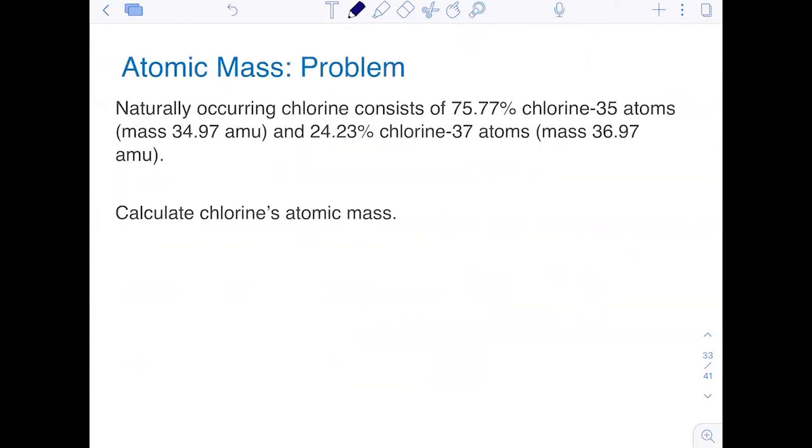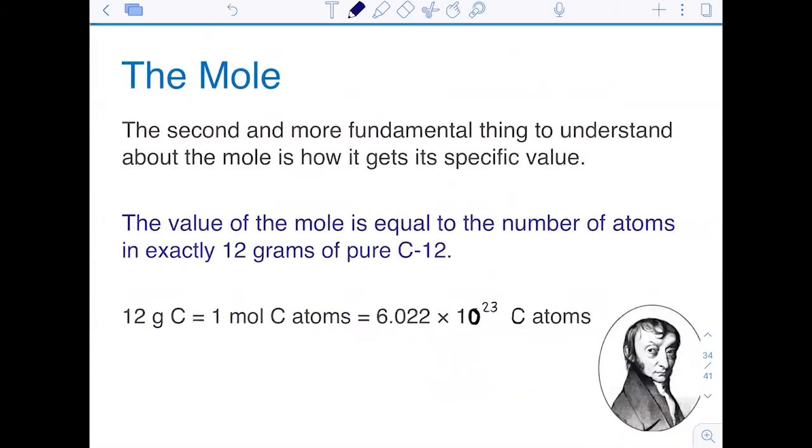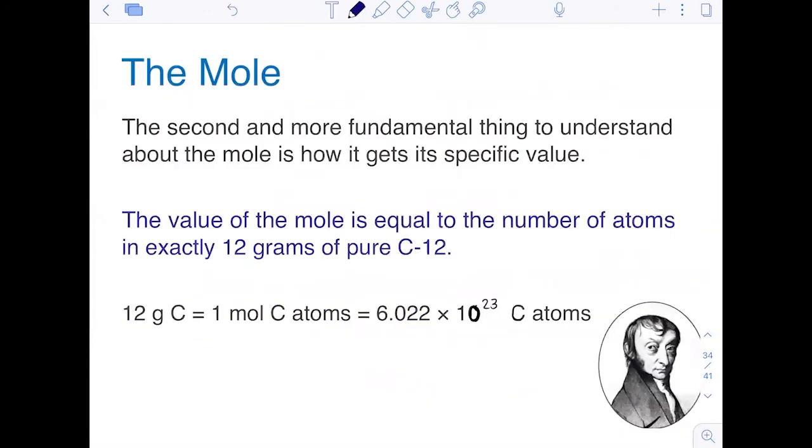I have a slide that goes through that on the atomic mass problem. If you want to step it through again, feel free to. We'll do more in class together.